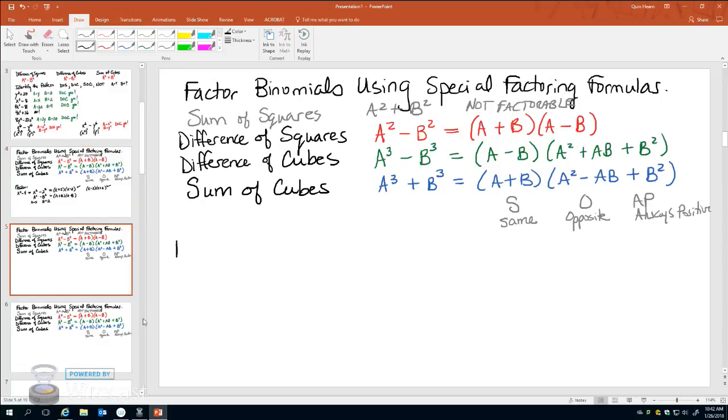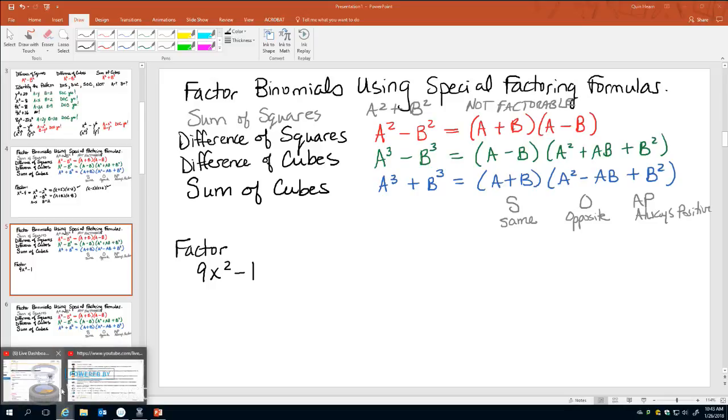So what if I asked you to factor, and I gave you 9x squared minus 1. So you would notice, I would expect you to notice the number of terms, in this case 2.